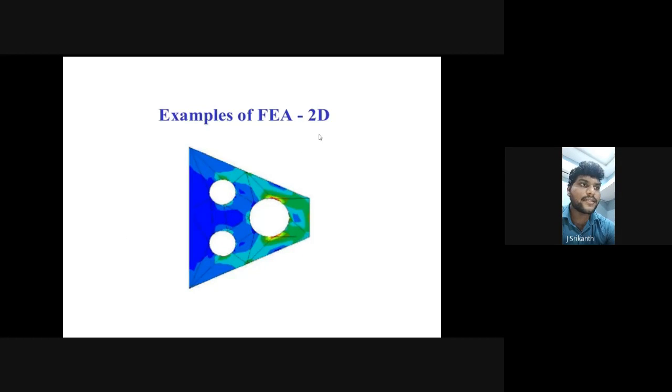In the second unit, unit number 3, what is included in the finite element methods is two dimensional. And then an example of three dimensional is a solid body. It will include x-axis, y-axis, and z-axis also.